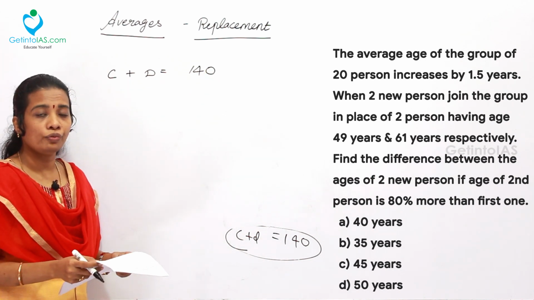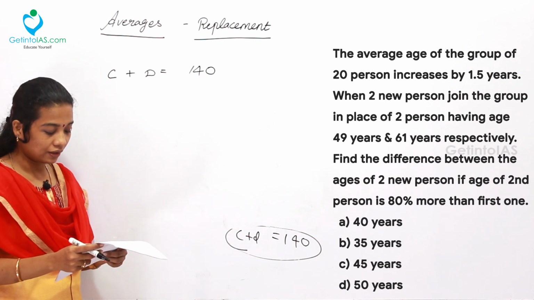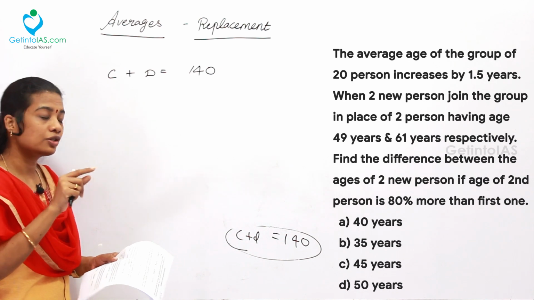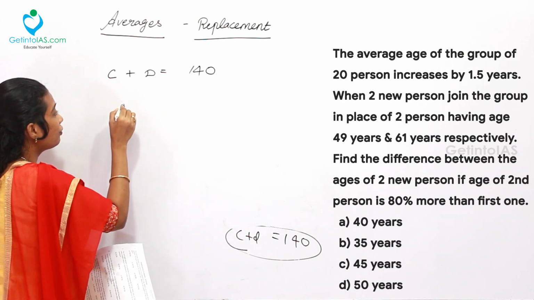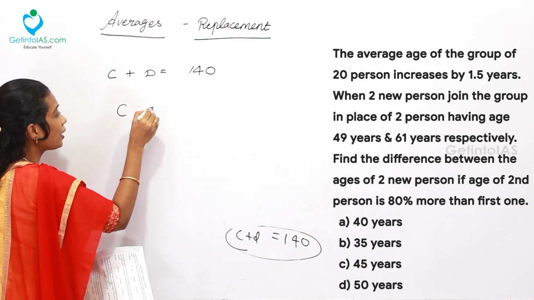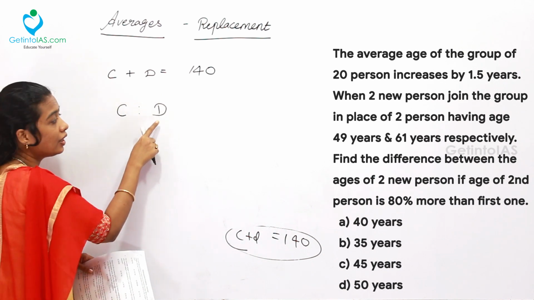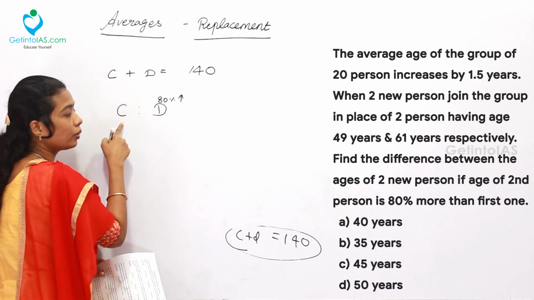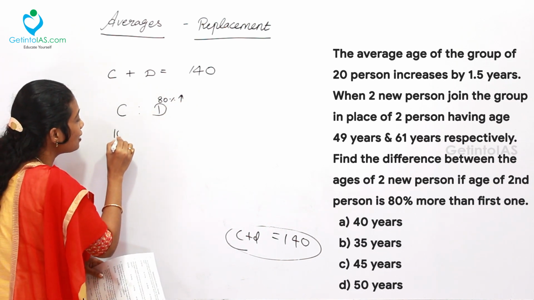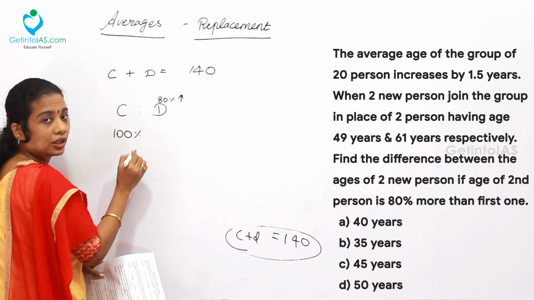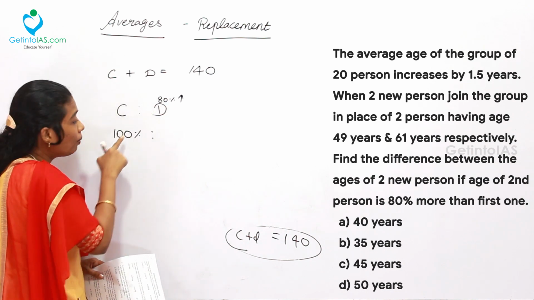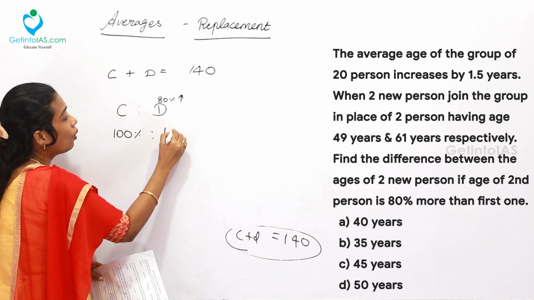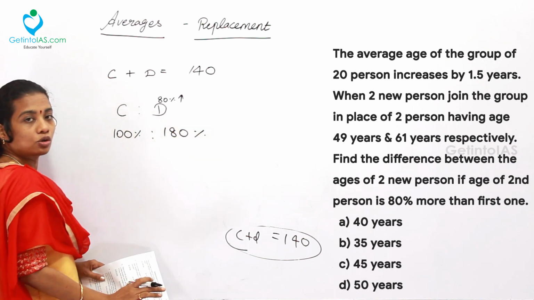For that, the ratio will help us. So, here it is given, second person is 80% more than the first one. So, let me take the first person as C and the second person as D. He is 80% more than the first one, which means if C's age is 100%, D will be 80% more. 80% more out of 100 is 100 plus 80, 180%. That's all.